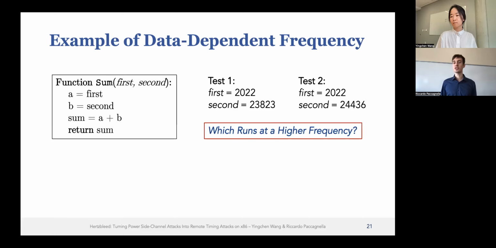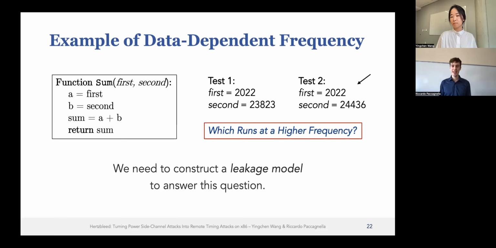So we can think about this question, and it turns out that perhaps counterintuitively, test 2 runs at higher frequency. The way we were able to answer this question systematically for data in our paper is by constructing a leakage model for the dependency between data being computed on and power consumption or frequency on modern Intel processors.